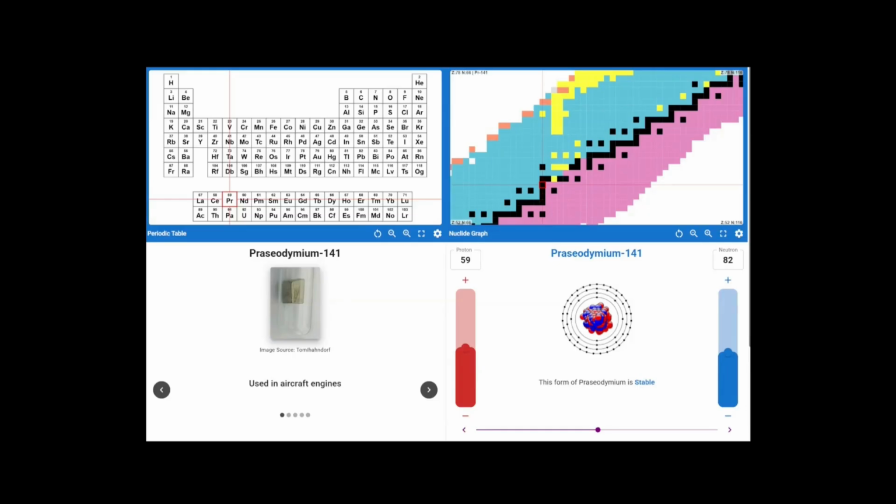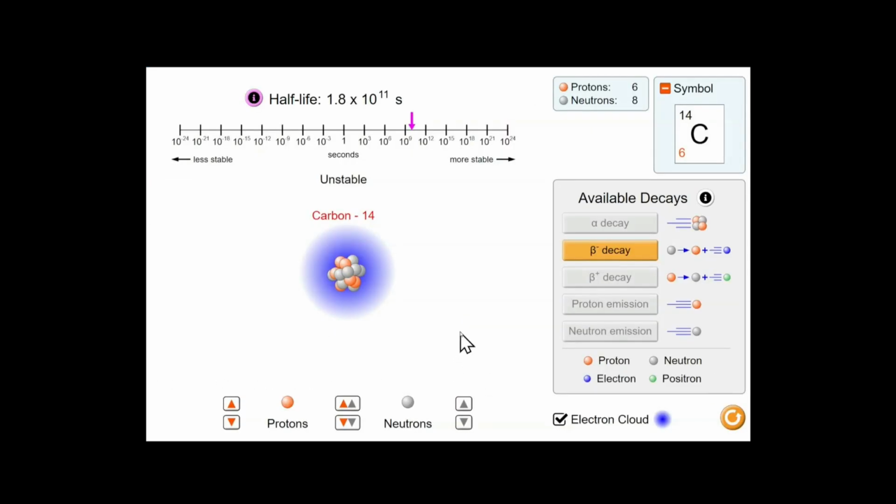Let's look at the other end of the spectrum. Let's look at this pink bit here now where there's too many neutrons. So here we have carbon 14 now. So all carbons have 6 protons. This one has 8 neutrons. There's too many. Let's get rid of the electron cloud. There's too many neutrons. It's unstable. It's not really all that unstable, but it's still unstable. So this is going to decay. It's going to radiate, emit something to get to that value of stability that it wants to be at.